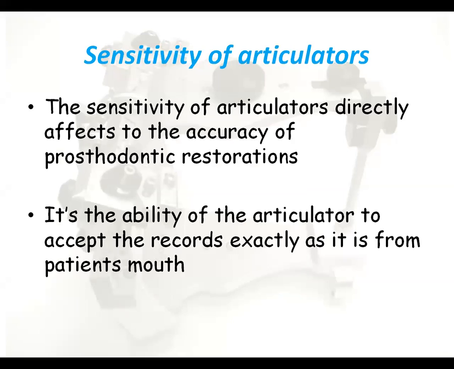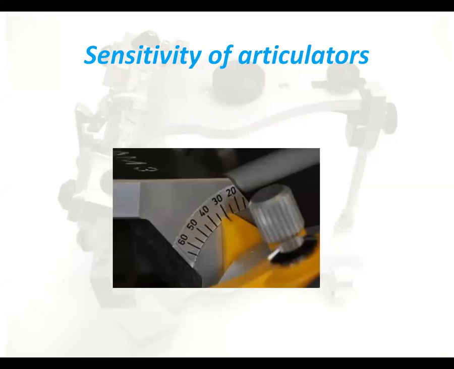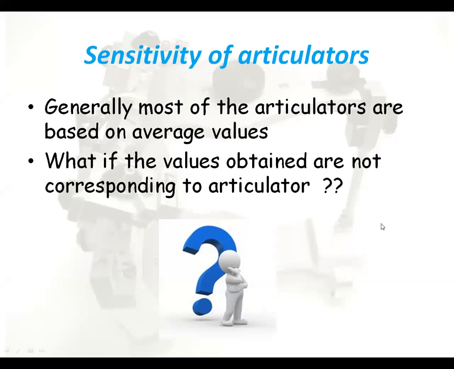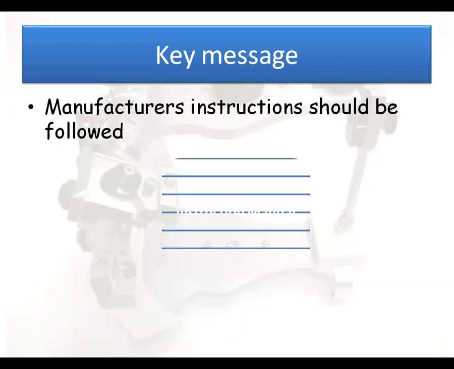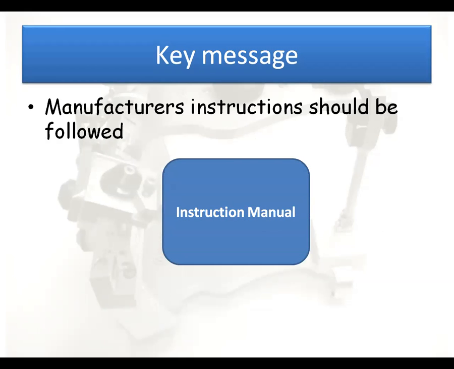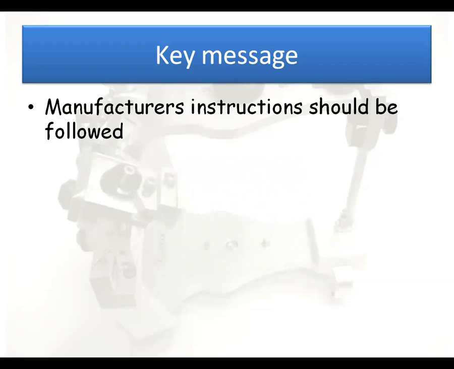It is the ability of the articulator to accept all the records exactly as they are given by the patient's mouth. So we make sure that the record is transferred to the articulator in such a way as to get the exact values of the patient. While using any articulator, we should follow all the instructions given by the manufacturer of the articulator. Okay. Always read the instruction manual for this.